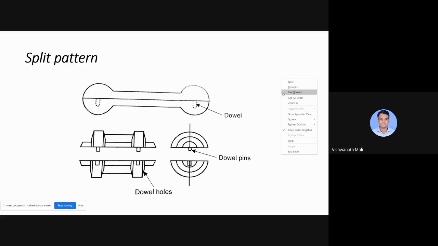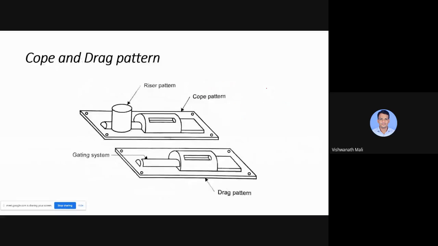And once we divide that pattern, so this is the first part and this is the second part. Once we divide that, one part we make in a cope and other part we make in a drag, right? So this is a split pattern. Then we are seeing the cope and drag pattern. So it is similar to the split pattern, but we make cope and drag simultaneously. Right. So here we have the two patterns, and we go for making of cope and drag simultaneously.